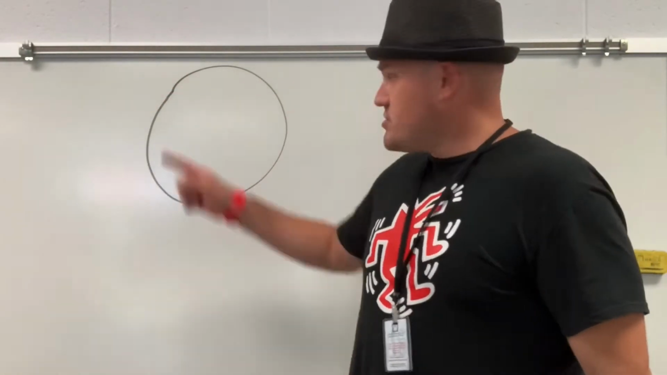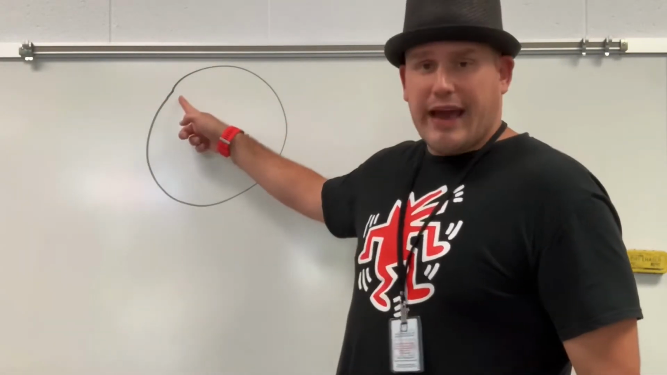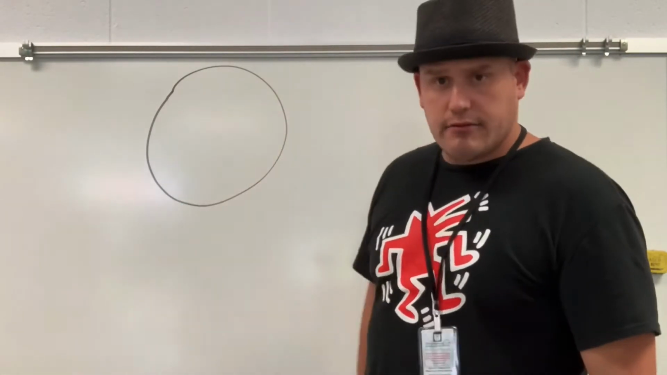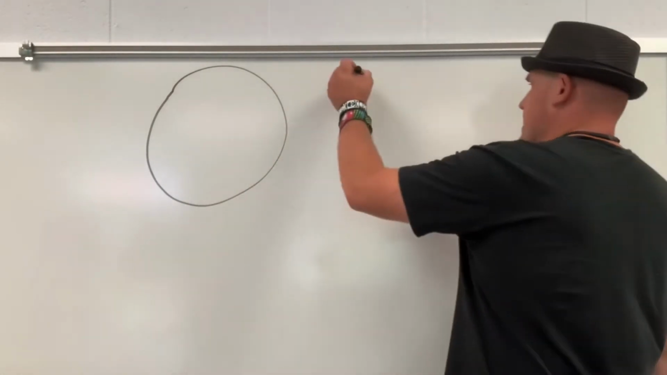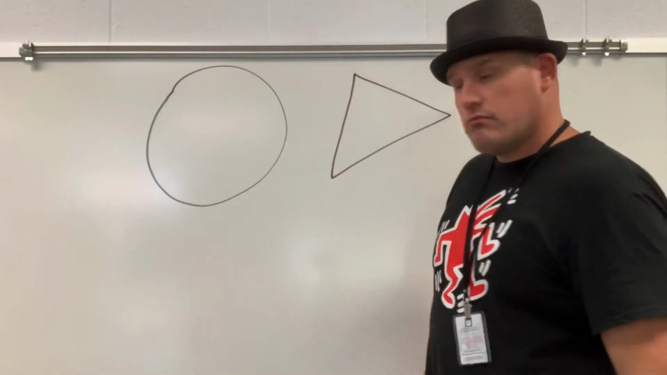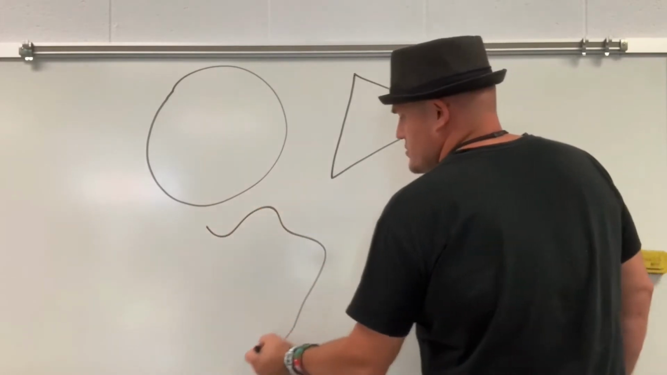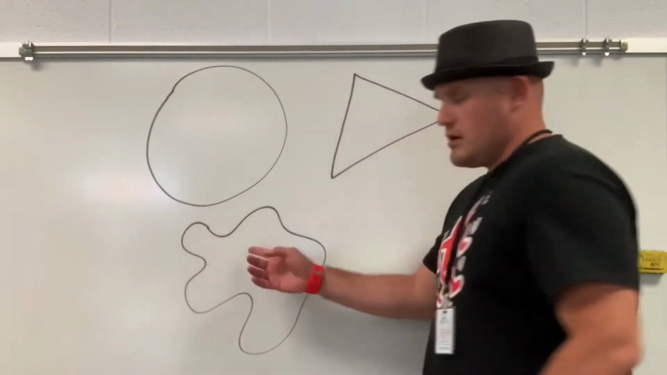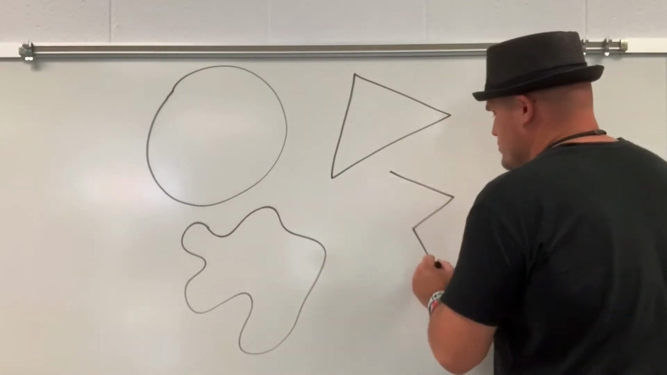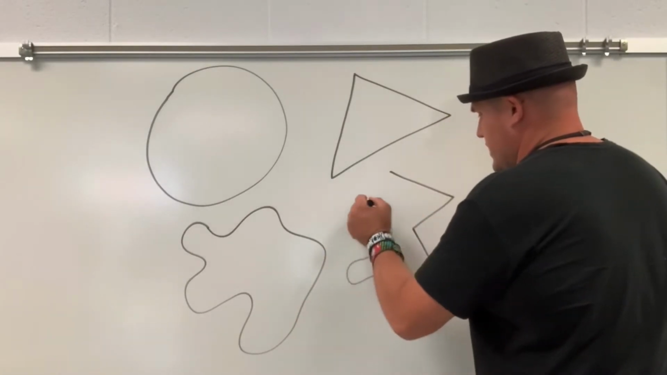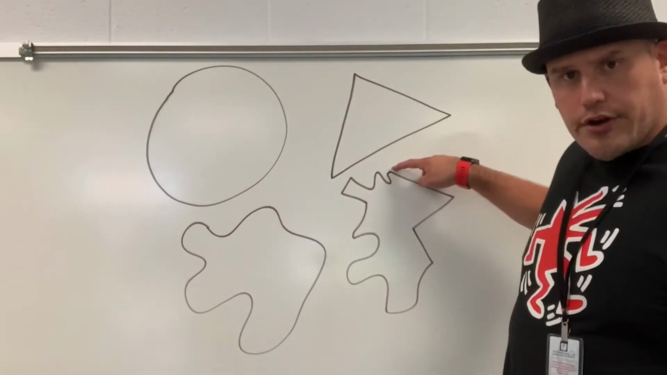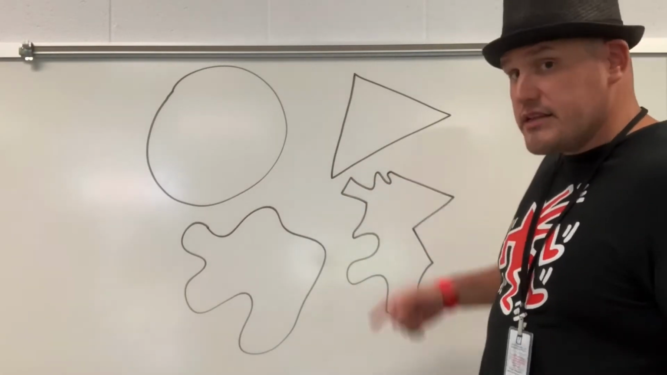A shape is just a line that comes back around to where it started, and it closes some space on the inside. Shapes can have all sorts of edges. They can have straight edges, like a triangle. They can have curvy edges, like whatever that thing is. They can even have straight edges and curvy edges, as long as it comes back to where it started. If it does that, then it's a shape.